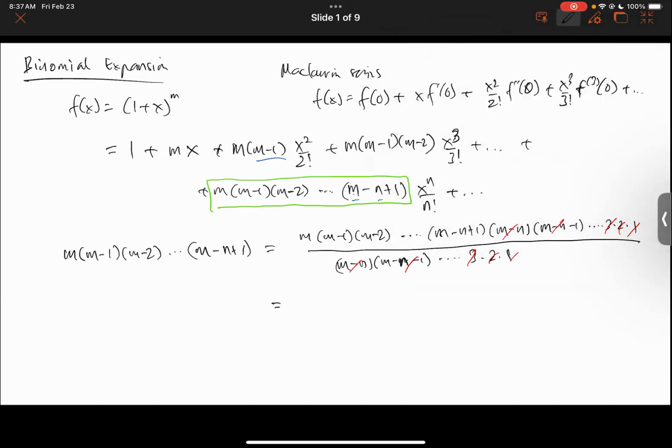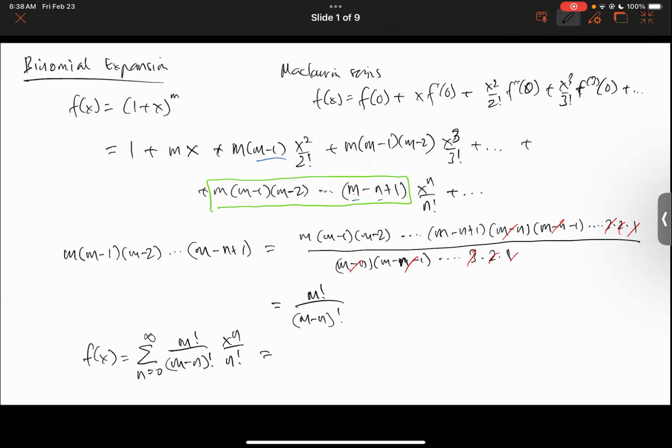Now the numerator dun sa right hand side is nothing but m factorial, and yung denominator is m minus n factorial. So that's one way to write that down. Which means na pwede na natin isulat yung f of x in a more compact form. So this is the summation from n equals 0 to infinity ng yung coefficients na m factorial over m minus n factorial times x to the n over n factorial.